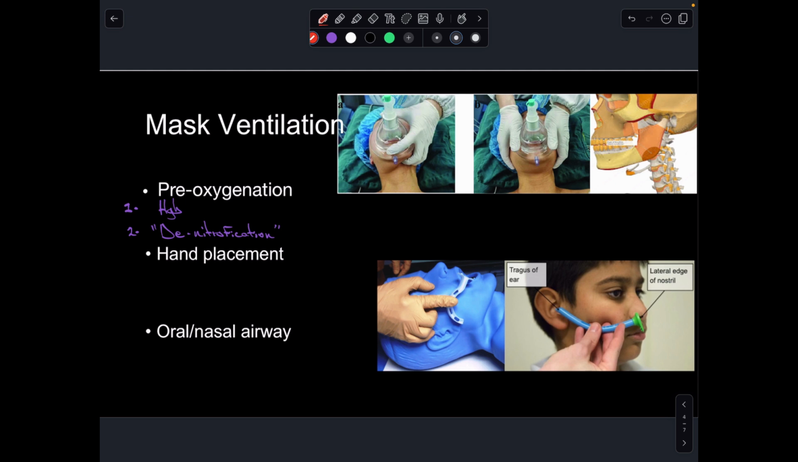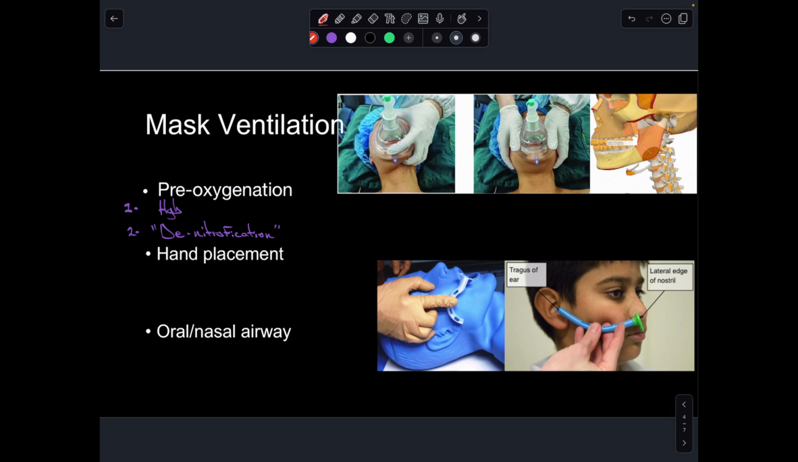So, a crucial aspect of mask ventilation is proper hand placement. Mask ventilation is a skill, it takes practice to learn. One thing that's definitely tricky is knowing how to place the mask on a patient's face and not occlude their airway while still maintaining an adequate seal. I have a couple pictures included here to try and illustrate this process.